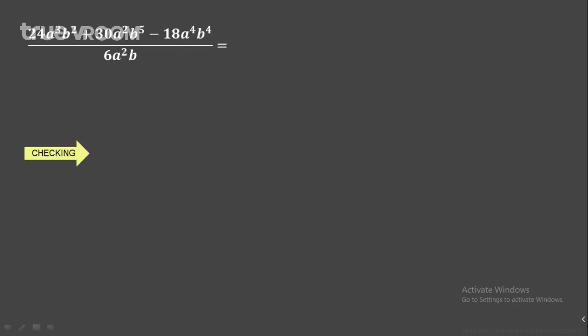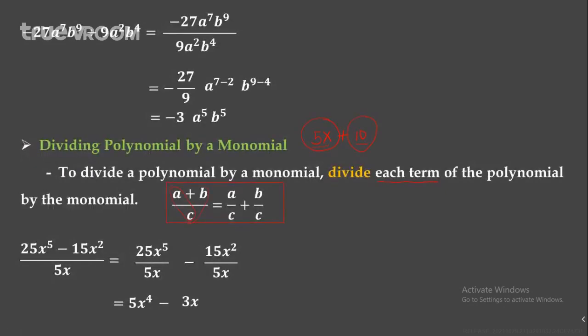Another example. How many terms do we have in our polynomial? Oh, before that, I will show you how to check. I forgot to put the check. So again, we are multiplying the divisor by our quotient. So you need to apply the rule in multiplication.